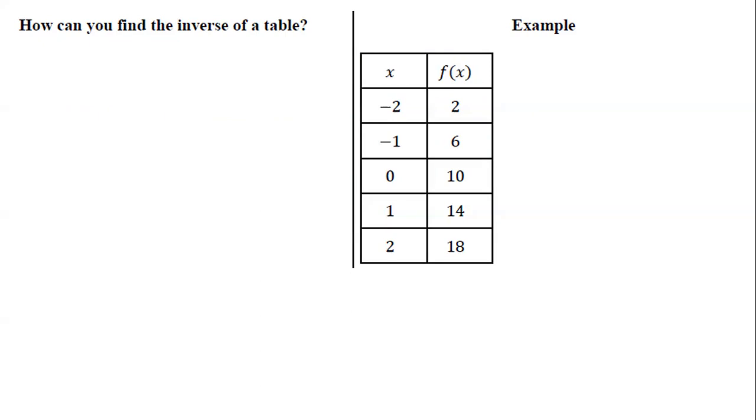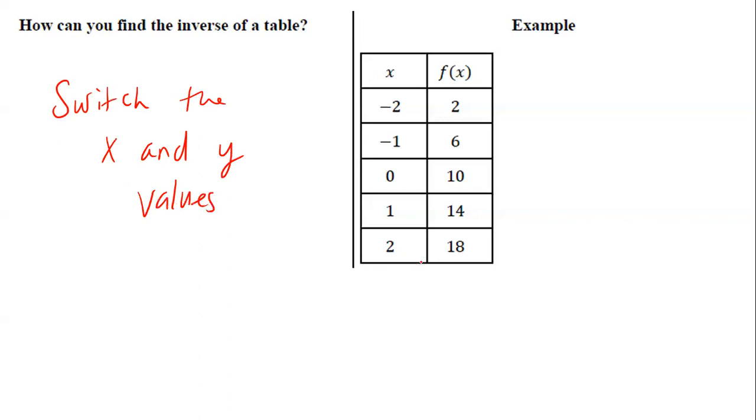How can you find the inverse of a table? Want to guess? Anyone remembers? How do you find the inverses? You do the opposite in a sense, but all you're doing is you're going to switch your X and Y. You're going to switch your X and Y values to find the inverse, and then you're going to call the table inverse. You're going to label it as f to the negative 1, but it means the inverse of f.